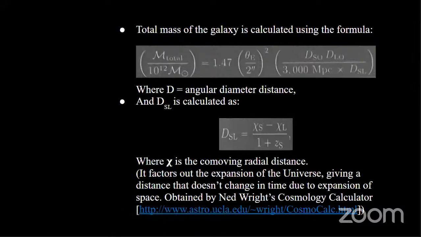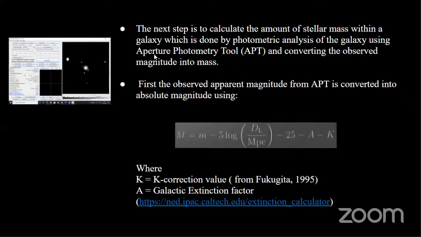After that, we use the tool called Aperture Photometry Tool to do the photometry analysis. It is used to basically get the apparent magnitude, which is then converted into absolute magnitude. Then, using the mass to light ratio, we convert this absolute magnitude into the stellar mass. So this is the formula which we use.